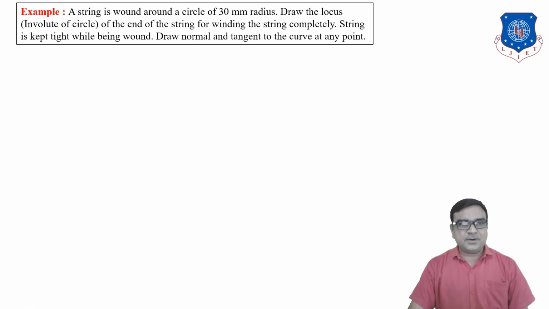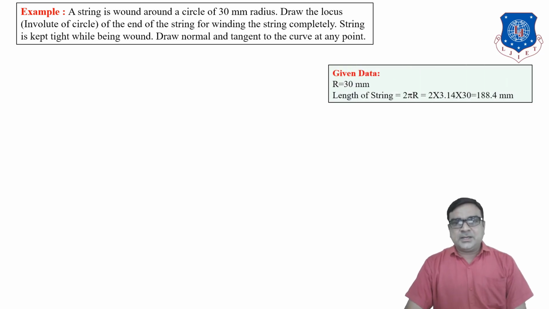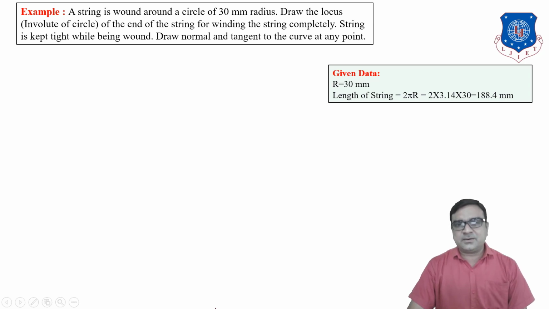Now another example, involute of circle. A string is wound round a circle of 30 mm radius. Draw the locus of the end of the string for winding the string completely. The string is kept tight while being wound. Draw the normal and tangent to the curve at any point. So the given data is only the radius of the circle. First of all we have to find out the circumference of the circle. So 2 pi r is equal to 188.4 mm.